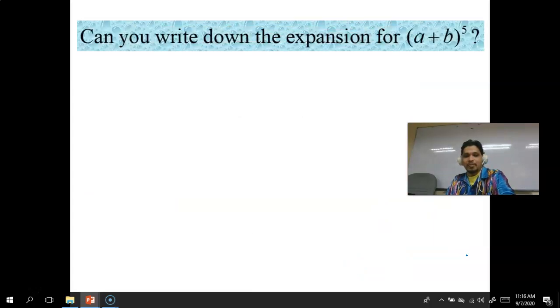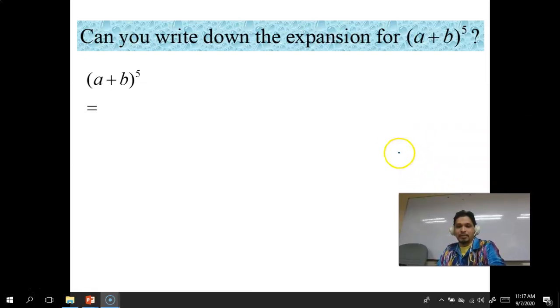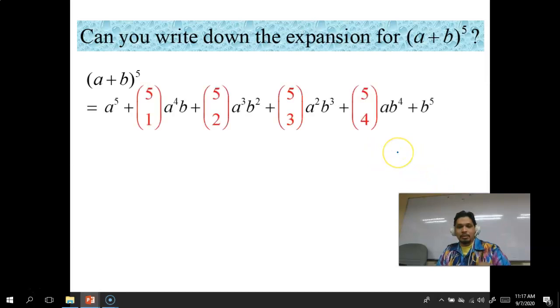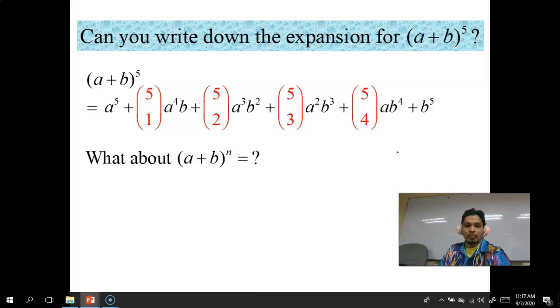Can you write down the expansion of (a + b) to the power of 5? Using Pascal's triangle, you get something like this. Okay, and then what about (a + b) to the power of n?